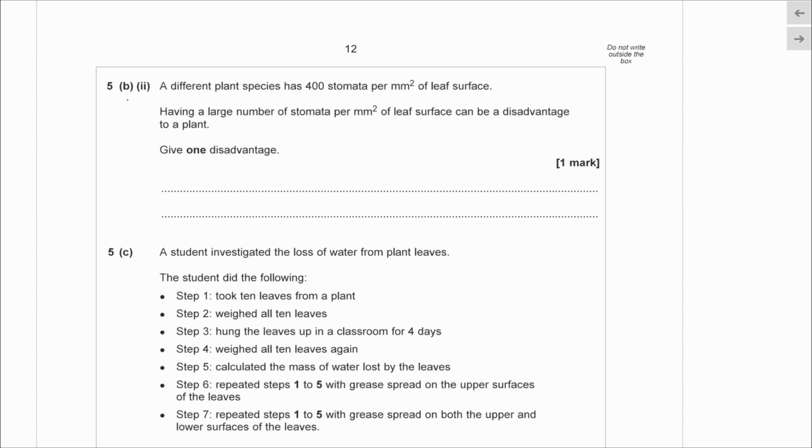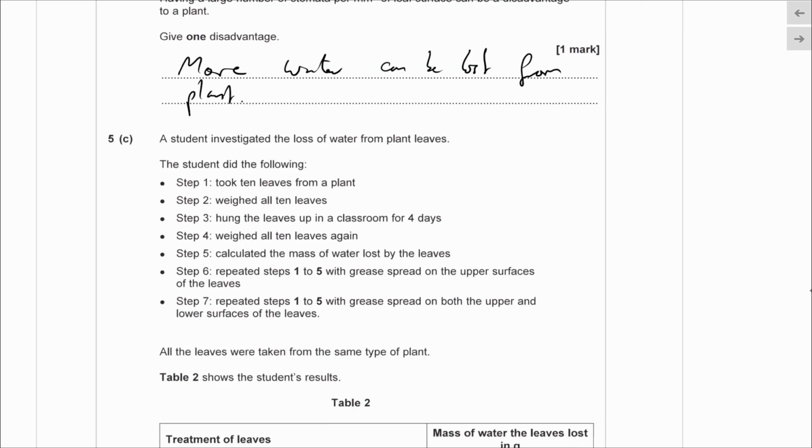Now, on the previous page, we're not going to mention the oxygen or carbon dioxide because both those things are advantages, right? But the disadvantage, if you allow air to go in and air to come out constantly, is that also we get transpiration. Now, transpiration or evapotranspiration, right, they're the same thing, means that water is evaporated out of the plant. And if you have more openings, it means more water can be lost. So I'm going to say more water can be lost from the plant. All right, and that's fine for 1 mark.